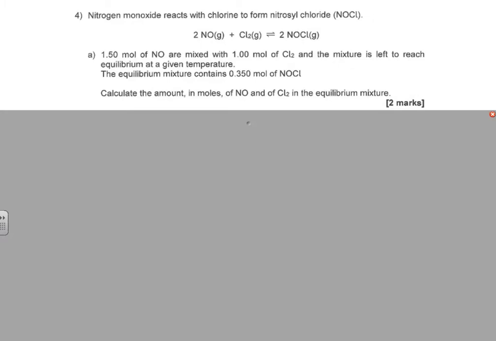Question 4 moves on to equilibrium, and it's an equilibrium involving nitrogen oxide, chlorine, and NOCl. Again, some of the compounds we might not have come across, but it's not going to worry us with our questions. So 1.5 moles of NO are mixed with 1 mole of chlorine, and the mixture is left to reach equilibrium. Now, of course, what I want you to recognise here is that we're dealing with a start of a reaction. A reaction is started, and what I'm doing here, and I'm going to use the word initial, is initially I am adding this number of moles of 2 of the chemicals in my equilibrium to my mixture.